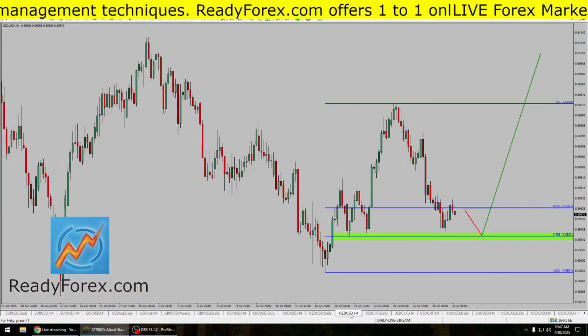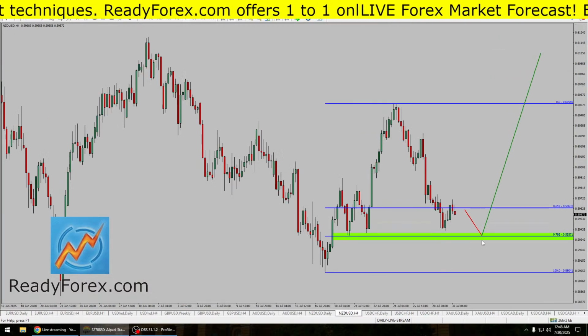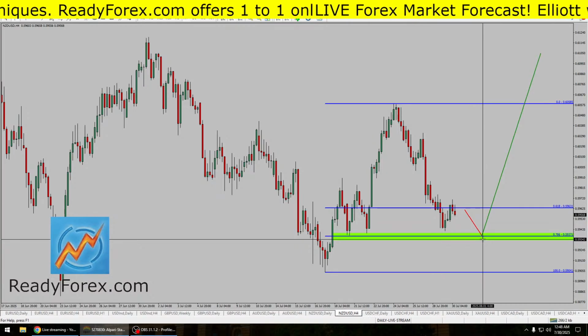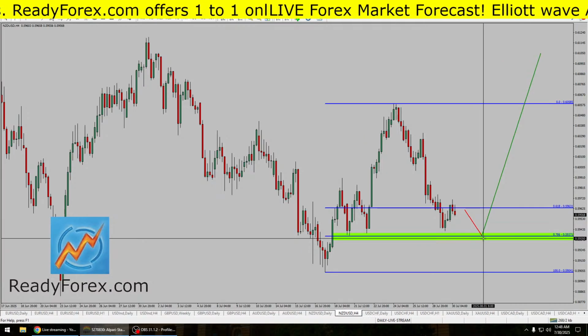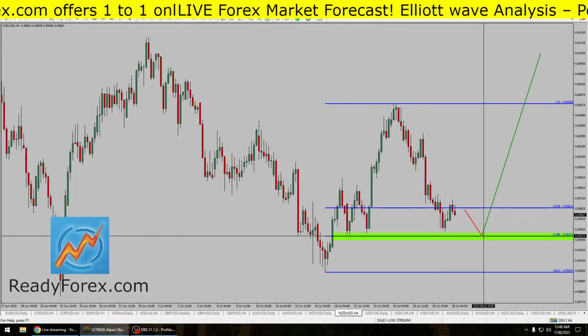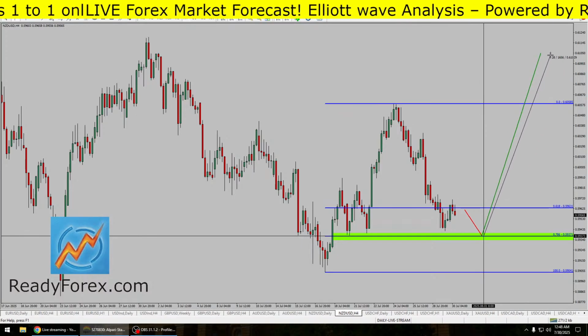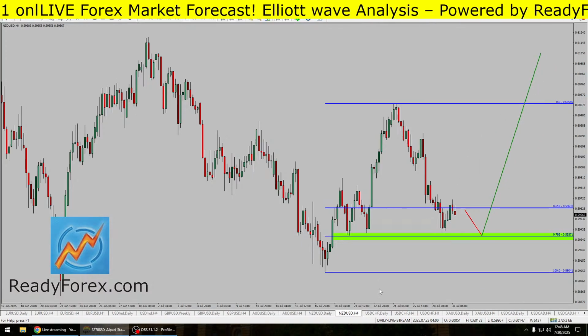Next one is the 4-hour chart. So the pullback scenario suggests price action is going to reach the 0.5937 area. Then from these lows, market is probably going to rise up.